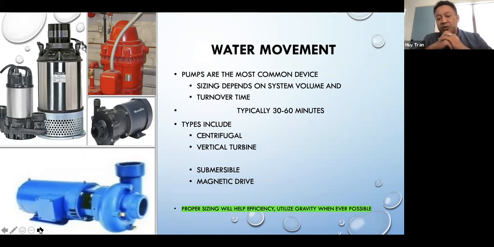Types of pump include centrifugal pumps, which are the more common swimming pool pump, like the very bottom one here. The vertical turbine, which are very large pumps, the bright red one in the upper right-hand corner. Basic submersible pump, upper left-hand corner. Be careful with the submersible pump. You have to understand that there's electricity in the water and also oils that are usually used to cool and lubricate the pump. So make sure you get suitable pumps.